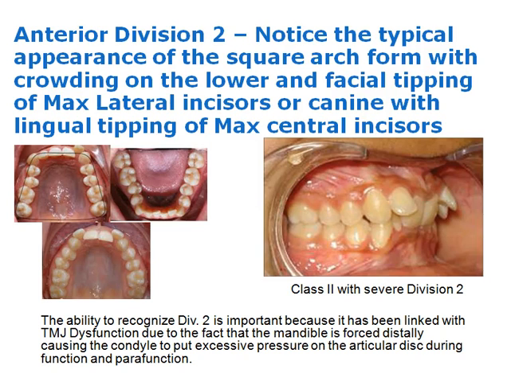The ability to recognize division 2 is important because it has been linked with TMJ dysfunction due to the fact that the mandible is forced distally, causing the condyle to put excessive pressure on the articular disc during function as well as parafunction. Notice the typical appearance of the square arch form with crowding on the lower and facial tipping of maxillary lateral incisors or canines with lingual tipping of maxillary central incisors.